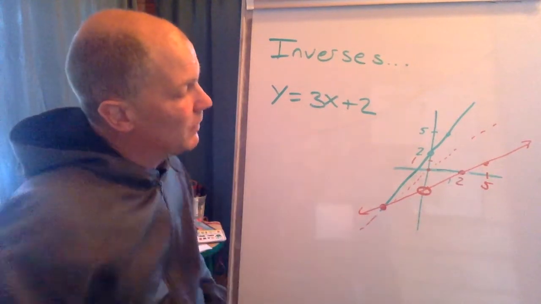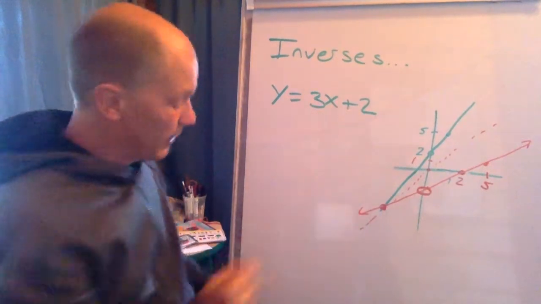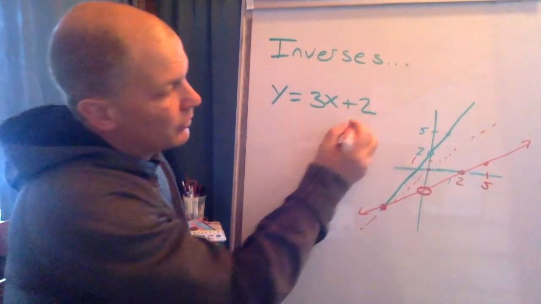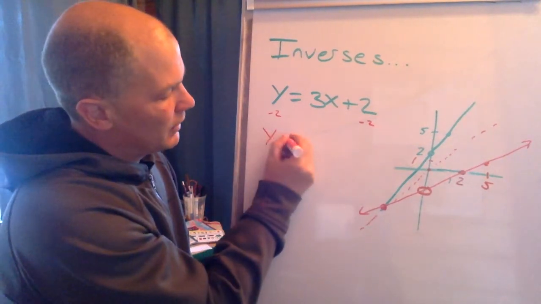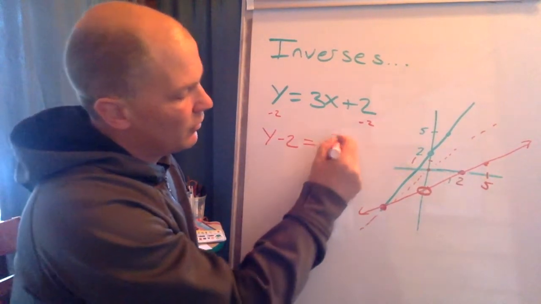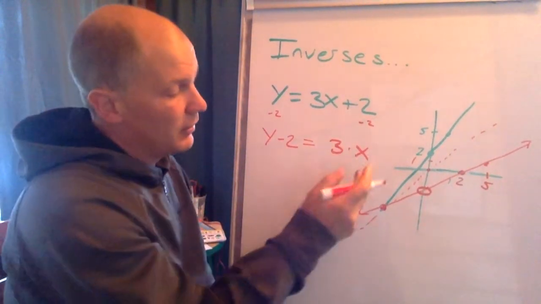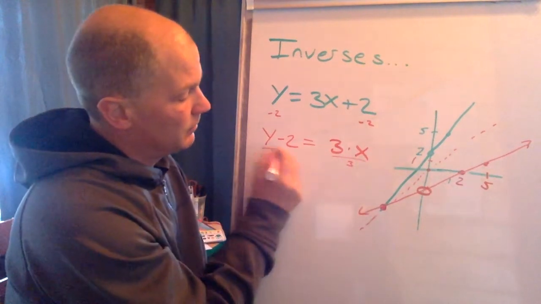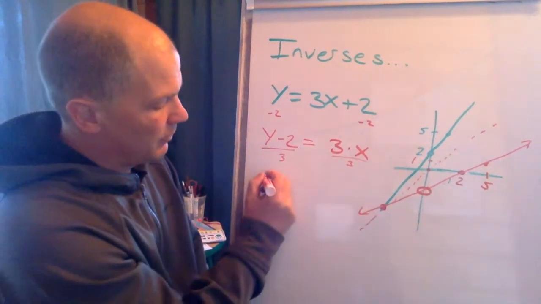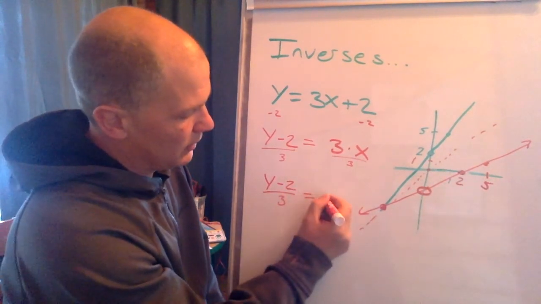So we need to get x by itself. If we need to get x by itself, the first thing we have to do is deal with that plus 2. So we're going to subtract 2 from both sides. And then we'll say y minus 2 equals 3 times x. Now it's 3 times x. So to undo that, we divide both sides by 3. And then we end up with y minus 2 over 3 is x.